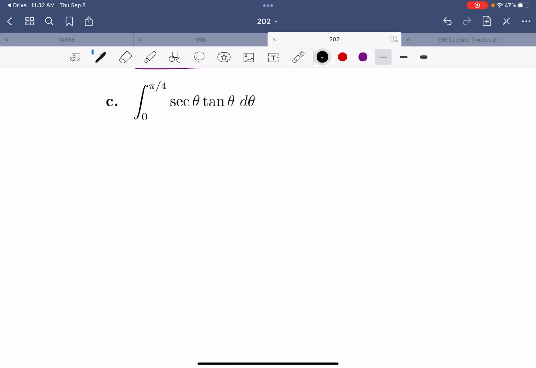theta tangent theta. Secant theta tangent theta is the derivative of secant. So this will become the secant of theta evaluated from 0 to pi over 4. So when I plug in, that's the secant of pi over 4 minus the secant of 0.